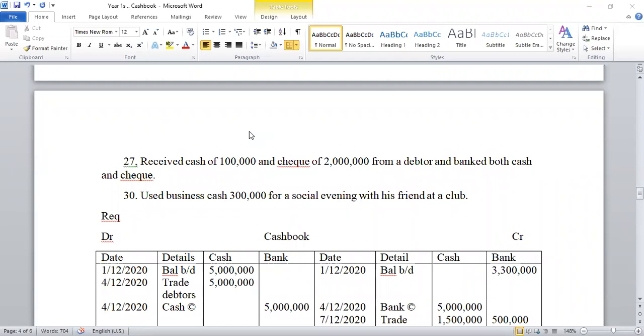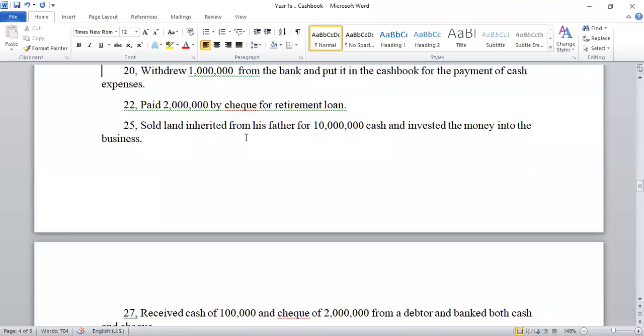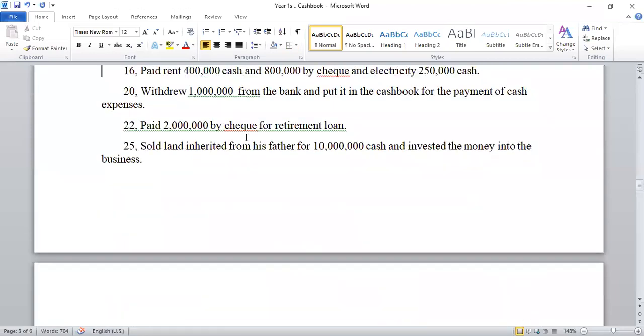I intend to continue from where I stopped. I stopped at this part. I think it was the 20th. Yes, 20th. Withdrawing 1 million from the bank and putting it in the cash book for the payment of cash expenses. I told you this is a scenario where you withdraw money for business use.